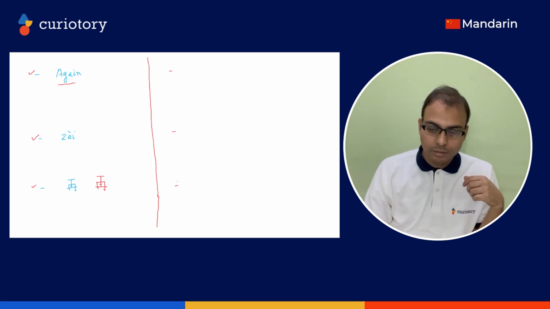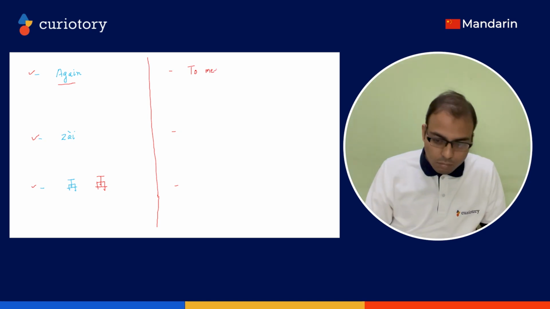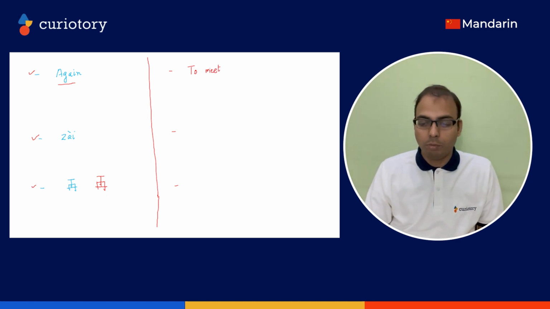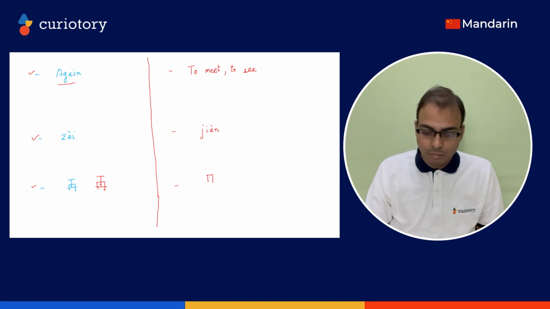Okay, so here our subject is to meet or to see. Okay, and the pinyin is qian, qian. And the character is this one.